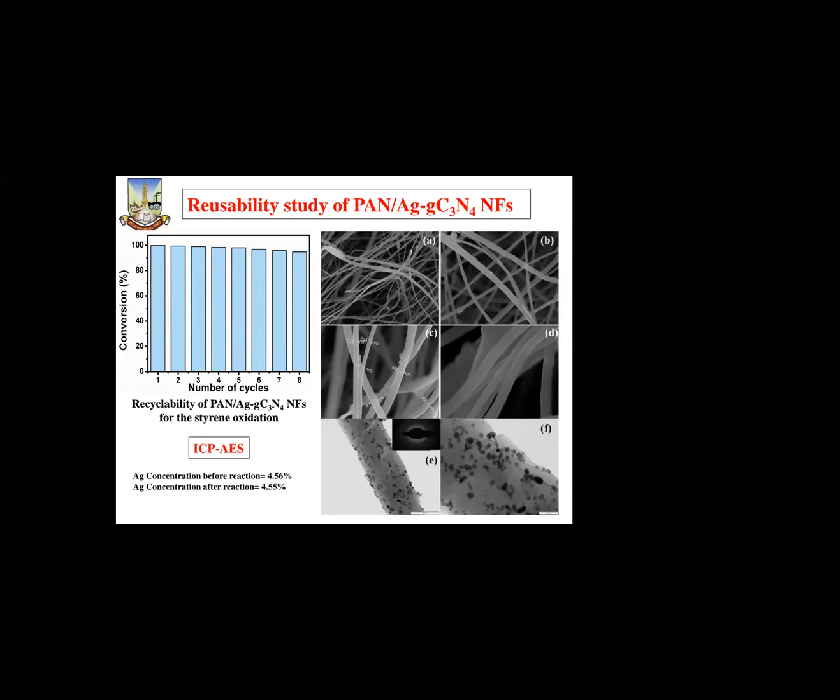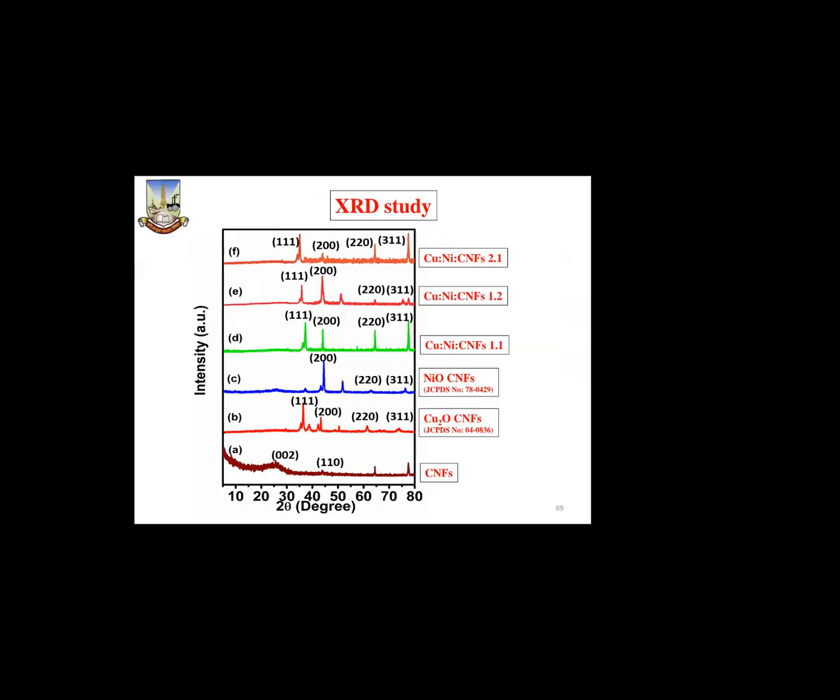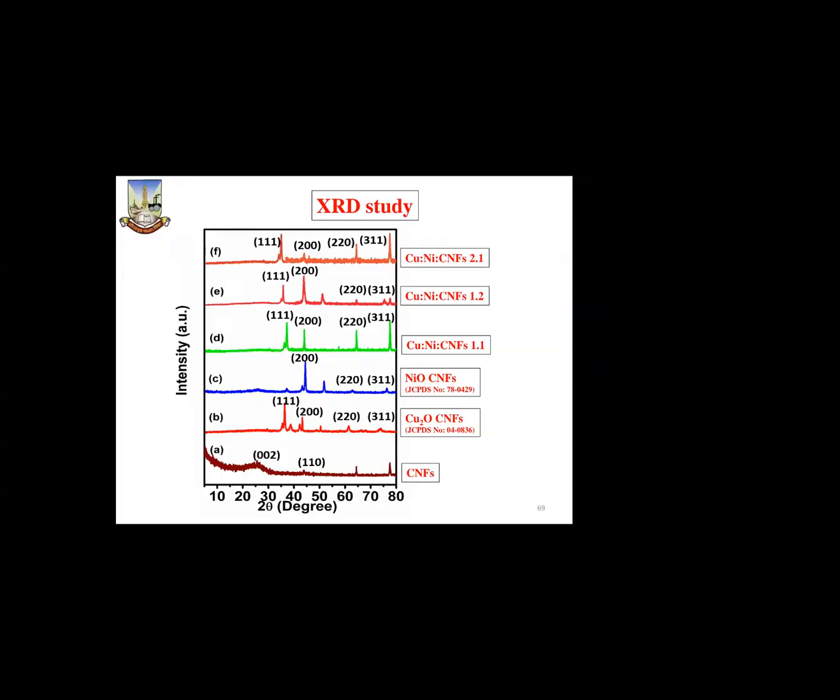Now, next is the copper nickel carbon nanofiber. As I mentioned, we have used the concentrations 2:1, 1:2, 1:1. We have synthesized copper oxide carbon nanofiber, nickel oxide carbon nanofiber, and only the carbon nanofiber. And then we have used the conversion with this particular ratio. And if you look into this, the combination shows the formation of the copper nickel carbon nanofiber.